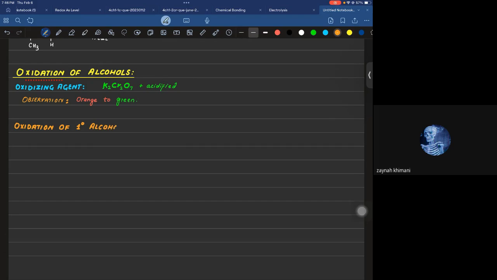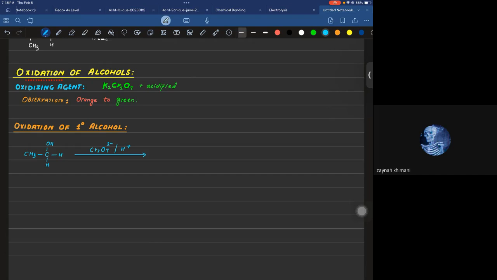Oxidation of primary alcohol. If you oxidize a primary alcohol, let's suppose the primary alcohol is CH3CH2OH, then first of all you take an oxidizing agent, that is this /H+, which means that this is acidified.